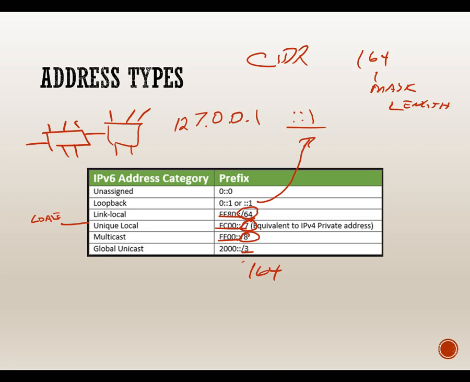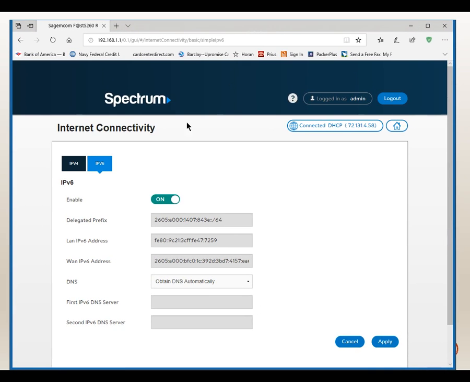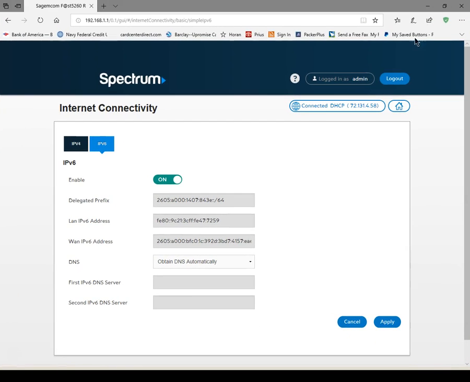And I guess we might as well just go ahead and take a look, or try to. Let me see if it's still up and running. Take a look at what they actually gave me. I have Spectrum, as you can see. I have a delegated prefix, and the delegated prefix is the network address, and prefix is the term for network now.